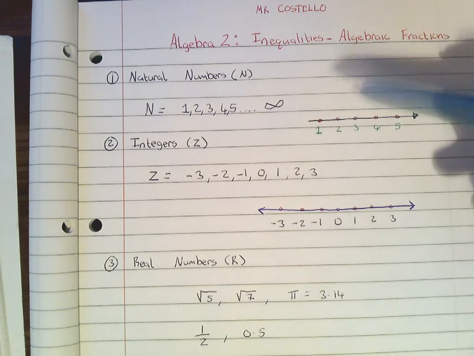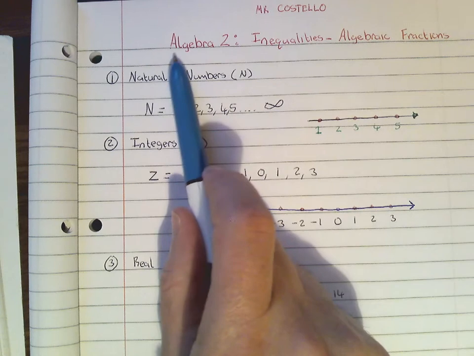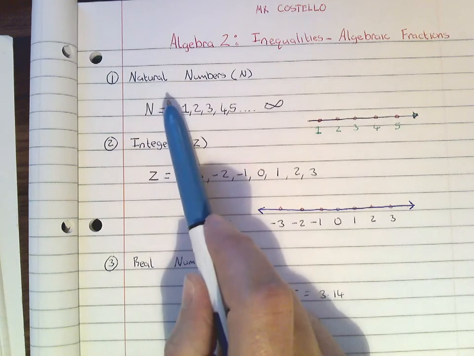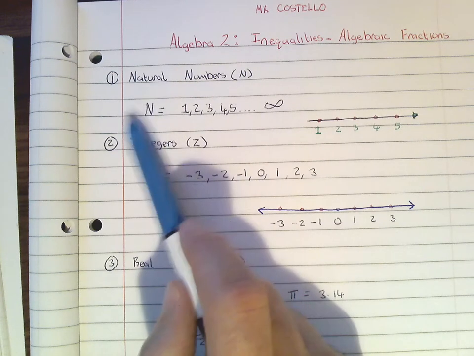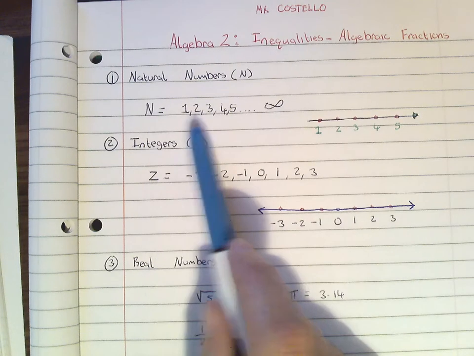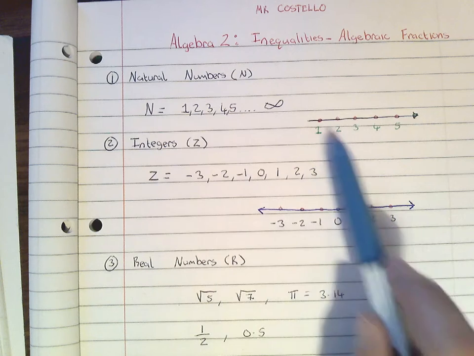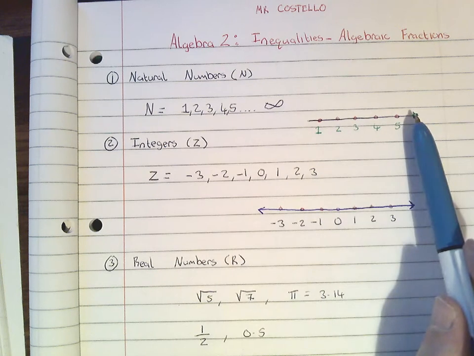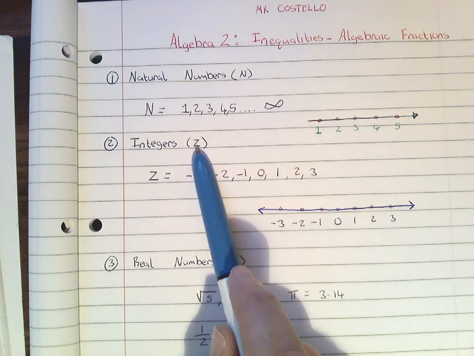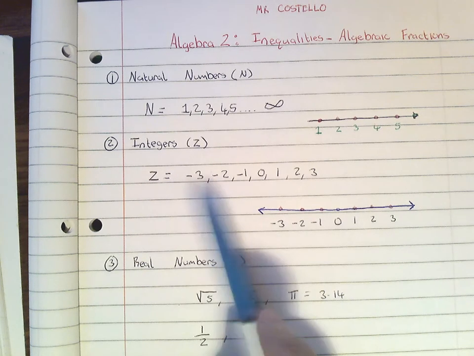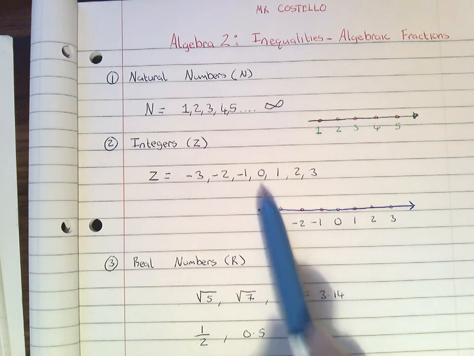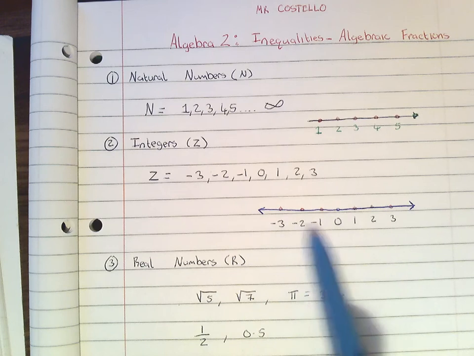Just to recap, this is the start of Algebra 2, Inequalities and Algebraic Fractions. These are some of the numbers that we will be working with in this chapter. We have natural numbers, the counting numbers, represented by the letter N, and we can represent them on a number line. We have integers, represented by a capital Z. Integers are positive and negative whole numbers, including 0, and again we can represent them on a number line.